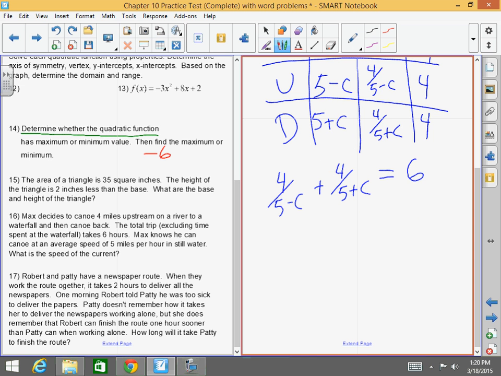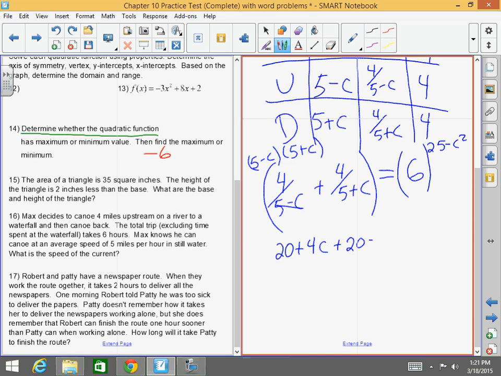Now, we've done this already. Now you're going to multiply everything by 5 minus c times 5 plus c to both sides. That's the difference of squares. So to make my life easier, I'm going to put here 25 minus c squared. So the 5 minus c cancels here, and I have 4 times 5 plus c, which is 20 plus 4c. The 5 plus c cancels here, so I have 20 minus 4c. And this equals 25 times 6 is 150 minus 6c squared.